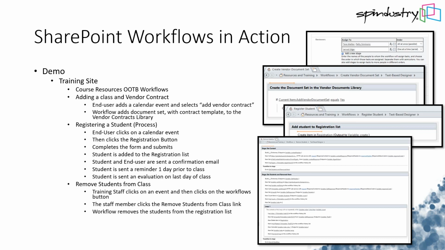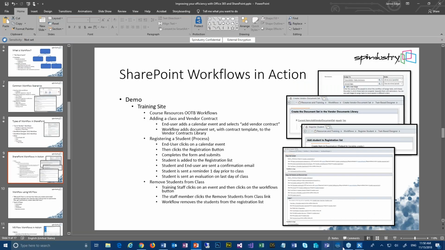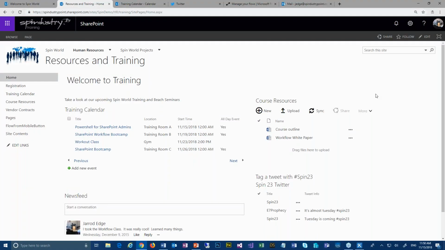So here we go. We're in demos. All right, so I'm going to take you out to the site first. This is just a simple SharePoint out-of-the-box site. I haven't done special things to it really. It has several lists and libraries on it. There's a registration list. There's a training calendar, which is just a normal calendar. There's a course resources library, which I'm going to show you right now. And then there's a vendor contracts library. We're going to shove in the contracts for all the vendors. So I'm going to walk you through some of that.